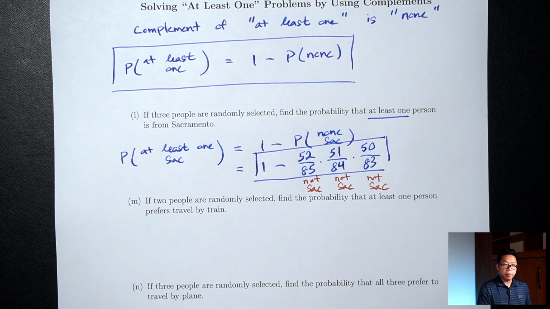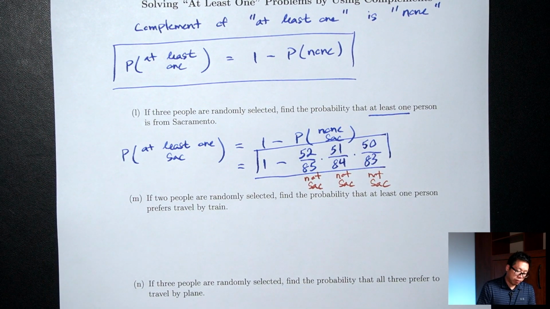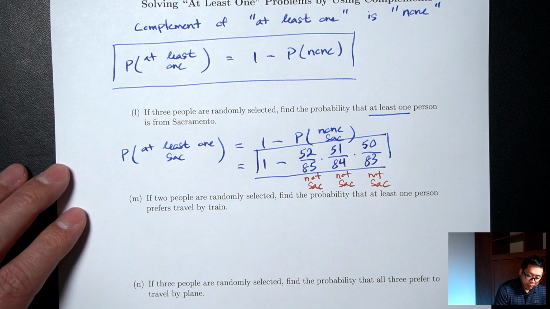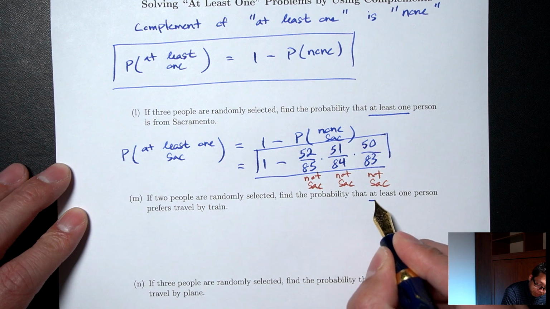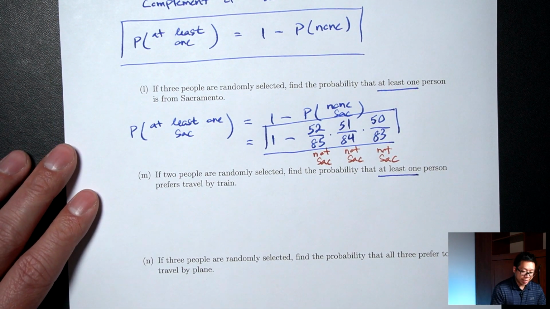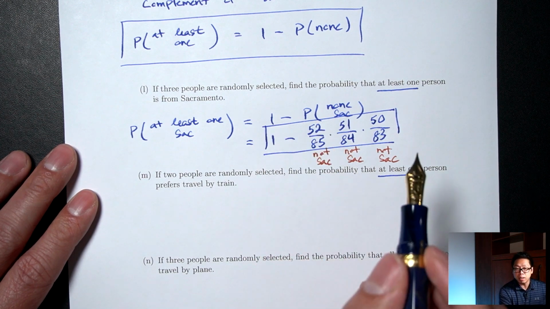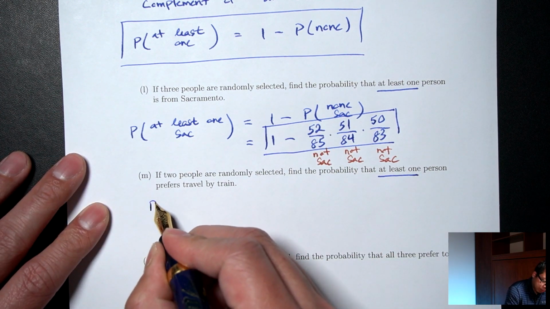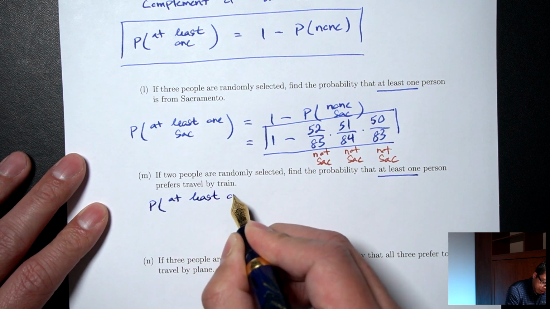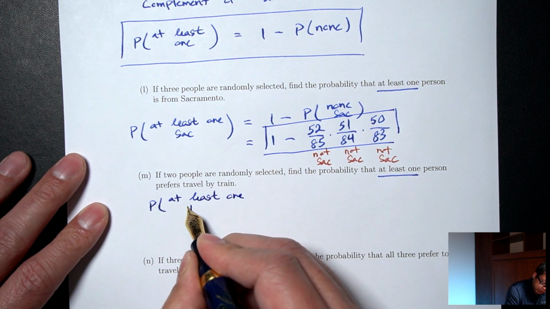If 2 people are randomly selected, find the probability that at least one person prefers travel by train. The keyword is the words "at least one." Anytime you're looking for something with at least one, the idea here is 1 minus none. So the setup: I'm looking for at least one train.